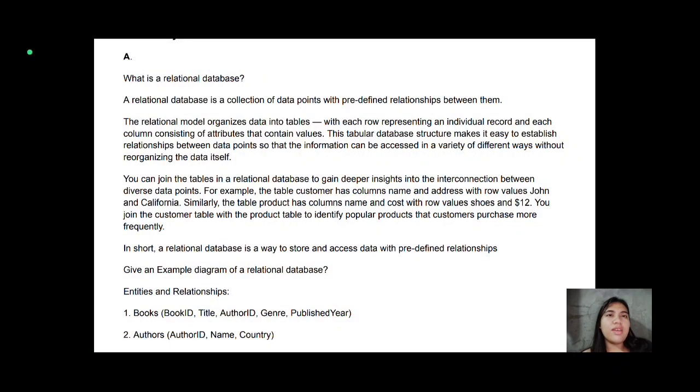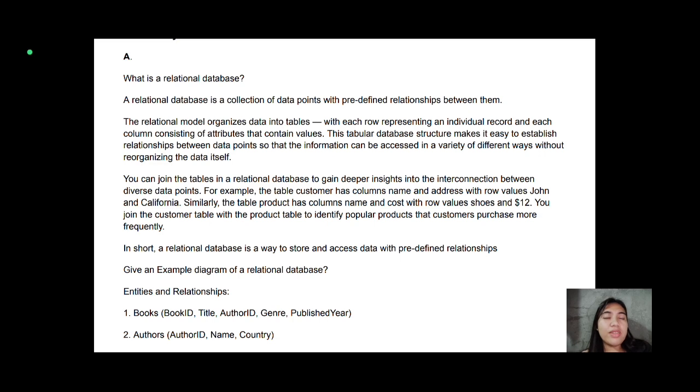What is a relational database? A relational database is a collection of data points with predefined relationships between them. The relational model organizes data into tables, with each row representing an individual record and each column consisting of attributes that contain values. This tabular data structure makes it easy to establish relationships between data points so that the information can be accessed in a variety of different ways without reorganizing the data itself.